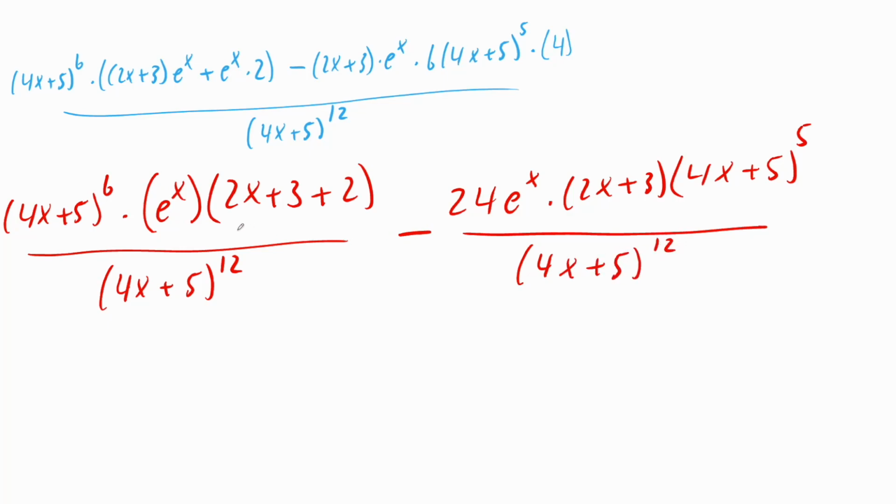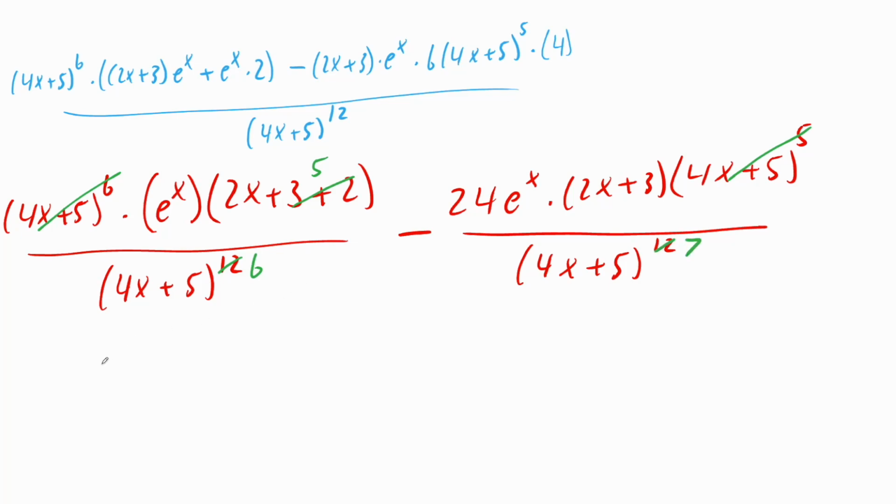And now we can do some simplifying. So (4x + 5) raised to 6, we can eliminate this because this is a 12. So we'll do 12 minus 6, which is just 6. 3 plus 2, we could say that's 5. And then here we have (4x + 5) raised to 5. We can eliminate this, and we can subtract it here. 12 minus 5 is just 7.